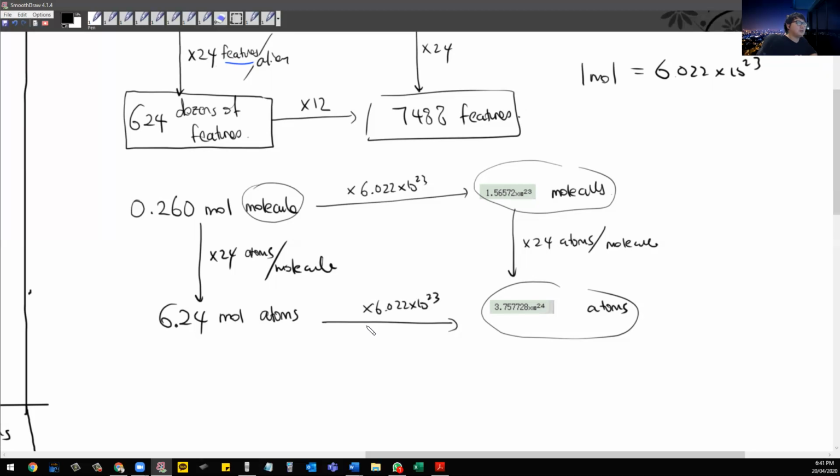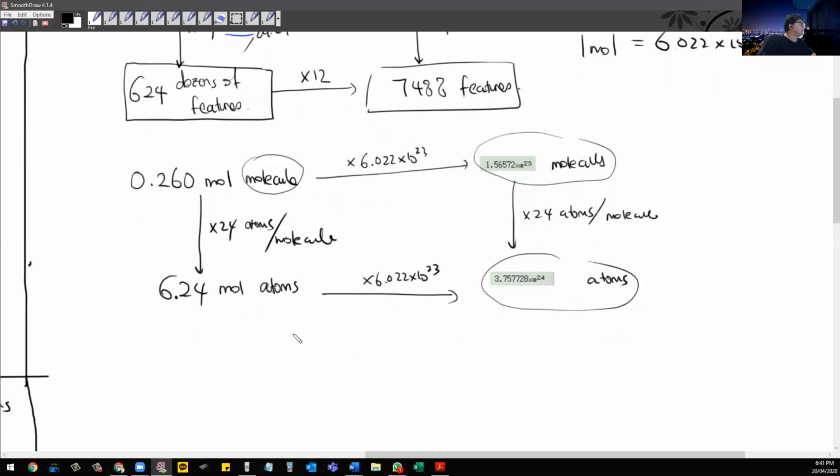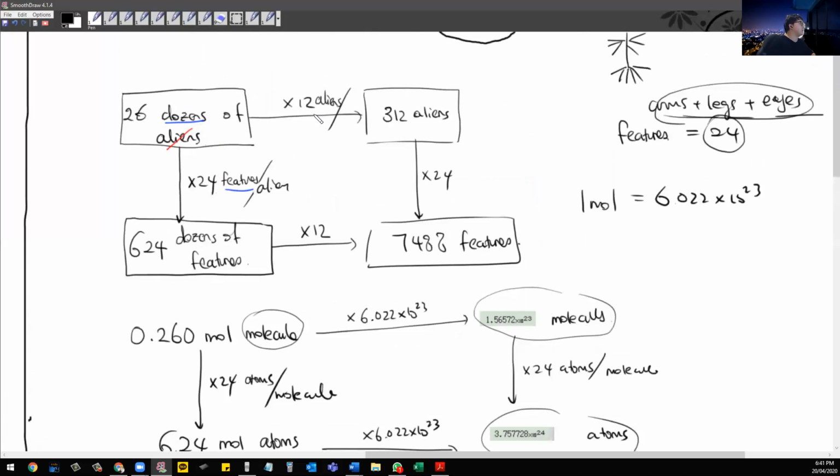Is that a bit confusing? No, that makes sense. Okay. But if it's confusing, it's quite normal. It's similar to this one here.